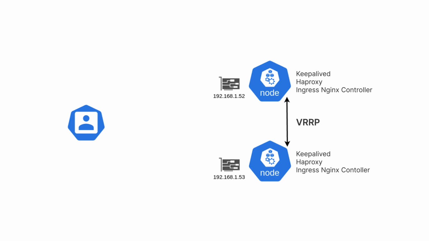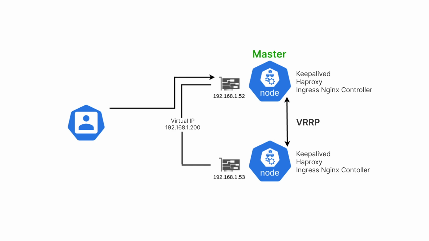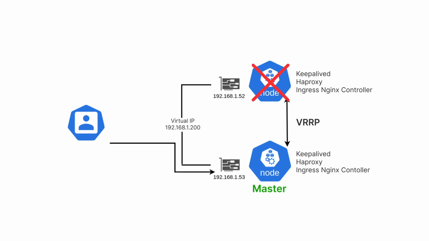Keepalived uses Virtual Router Redundancy Protocol, or VRRP, to provide failover. VRRP allows multiple nodes to share the same virtual IP address. Keepalived elects one of the nodes to act as the master, which handles traffic. The other node becomes backup. If the master goes down, a backup node takes over the virtual IP and resumes the service with minimal downtime.